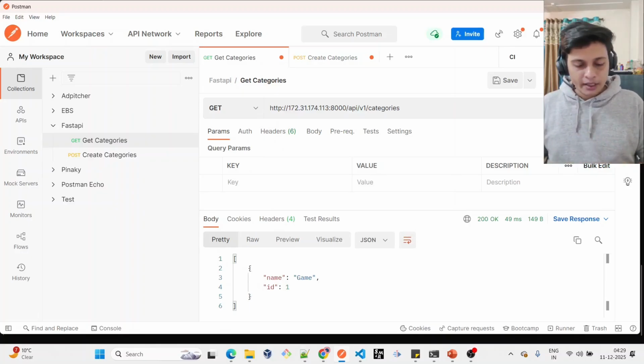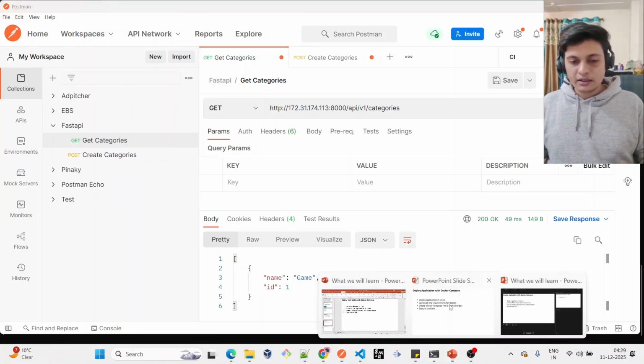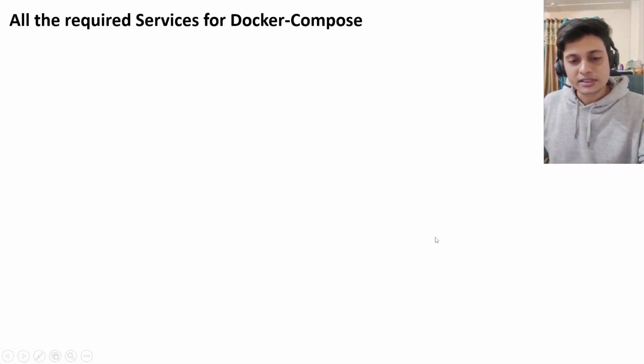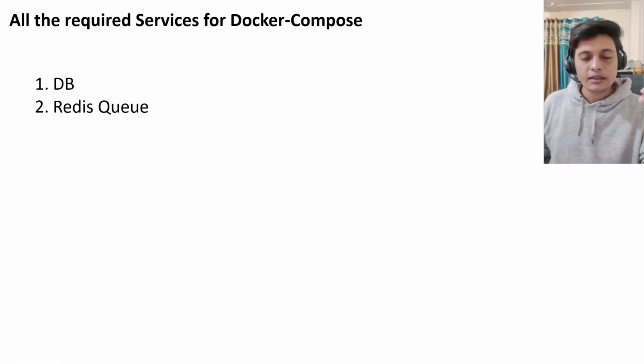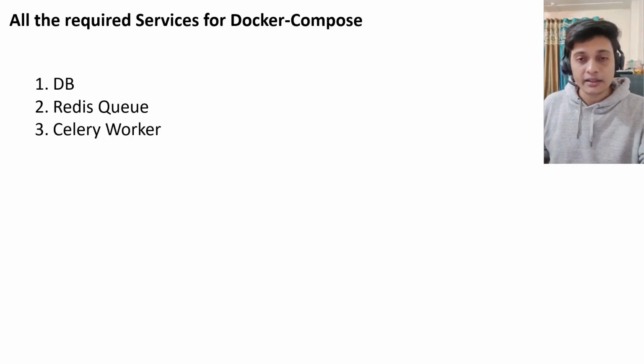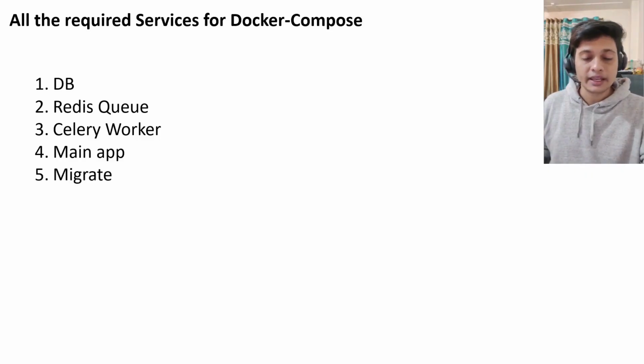My application is working. Right now, let's see what components we needed. All the services required for the Docker Compose or for the deployment. First of all, we need the DB. Then we need the Redis queue, which is a container. We need the Celery worker, again a container. We need the main app. This main app is not a container right now, it is running from the command line, so we need to make it a container as well. And then we need to do the migrate. So these are the 5 parts which we need to work on for the Docker Compose.